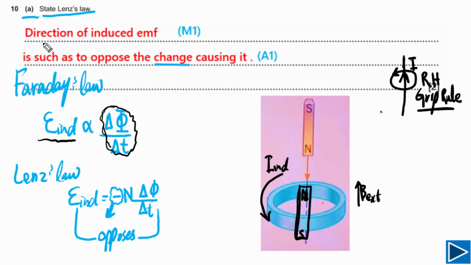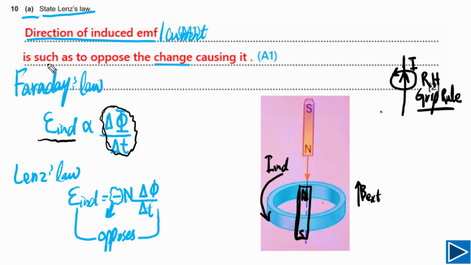The first point you need to mention is direction of induced EMF, or you can say direction of induced current. If you mention this in your answer, you will get 1 mark, and this is the M mark. It has to be in your answer. If you can't get the M mark, you also cannot get the A mark. So it's very important. Whenever you state Lenz's law, you need to mention direction of induced EMF, or you can say direction of induced current.